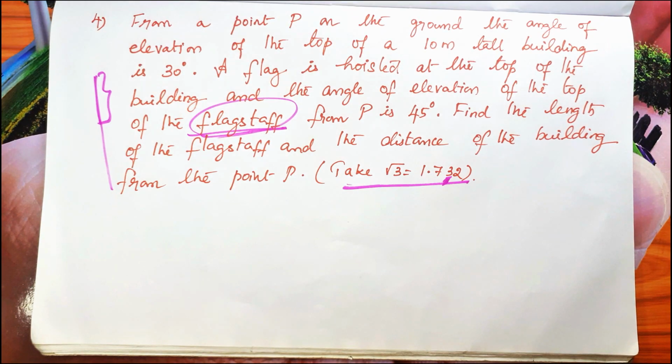Actually root 3 is equal to 1.732. Whatever value they are giving, we have to make use. If the value is not given, in the final answer we can just take root 3 alone. No need to multiply and simplify. Okay.